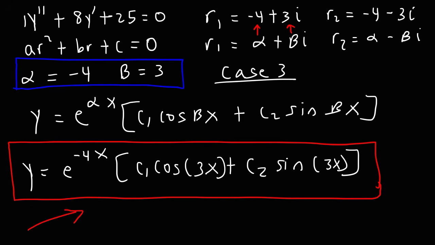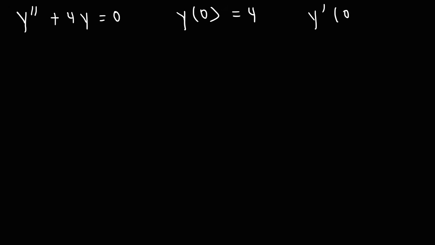So now you know how to solve a second-order linear differential equation for all 3 cases. Now the next example problem that we're going to try is an initial value problem. So we have y double prime plus 4y is equal to 0, and y of 0 is equal to 4, and y prime of 0 is equal to 6. Go ahead and solve this initial value problem.